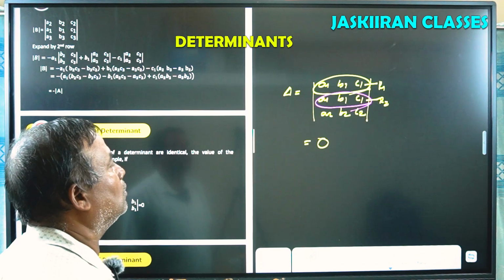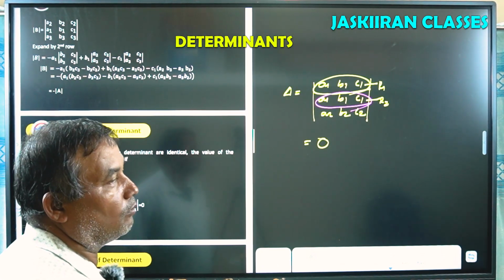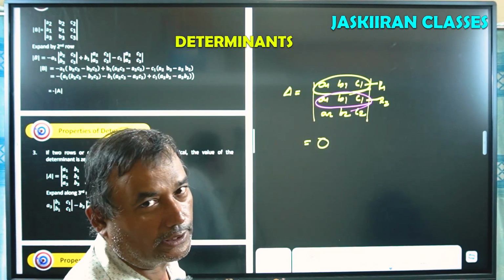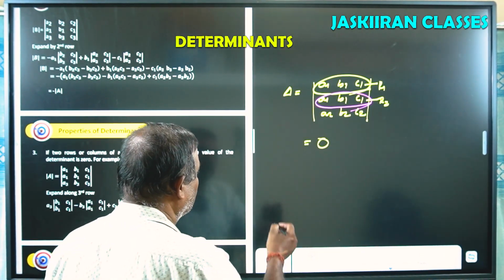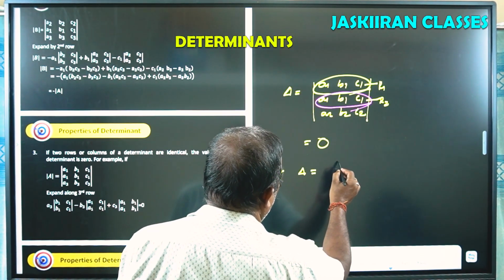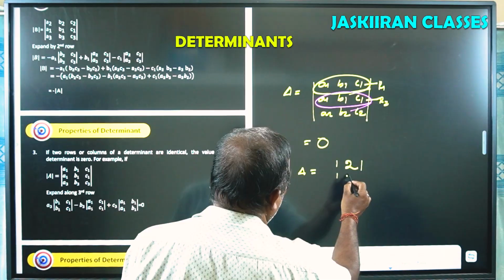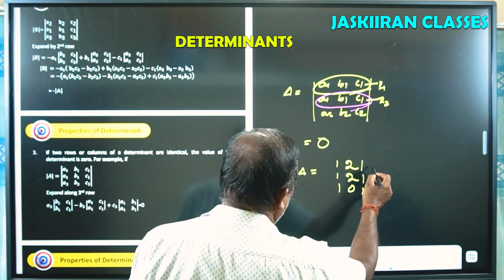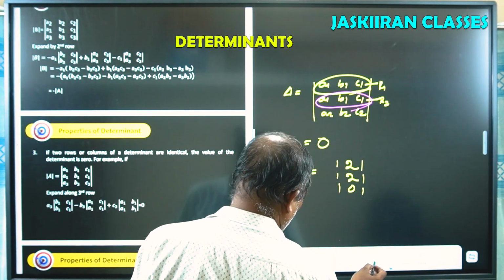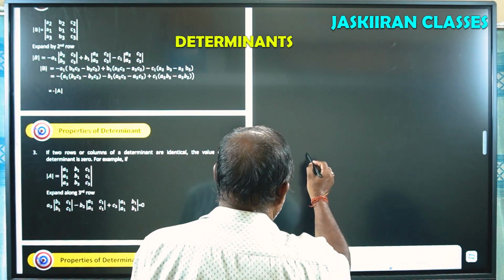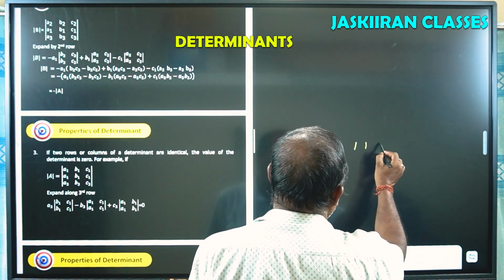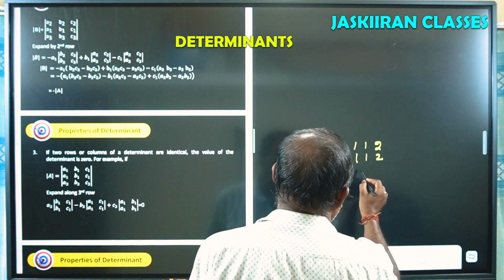How do we know that when two rows or two columns, or all rows or all columns are the same, the value of the determinant is 0? Let it be one example. Let del equal 1 1 0, 1 1 0, and then 1 1 2 1 1, so 3 into 0.